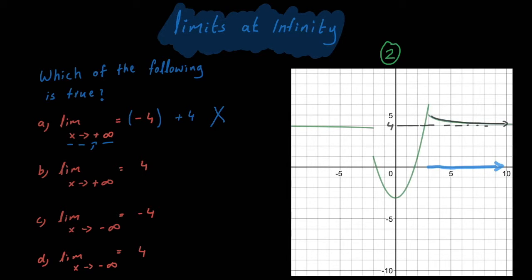Part B, limit as x approaches infinity from the positive side, is the value of y reaching positive 4? Yes, we just saw that. Part C, limit as x approaches infinity from the negative numbers, is y approaching negative 4? Let's see. We can see that as x becomes negatively larger and larger, the value of y is approaching 4, so positive 4. Hence this is not true.